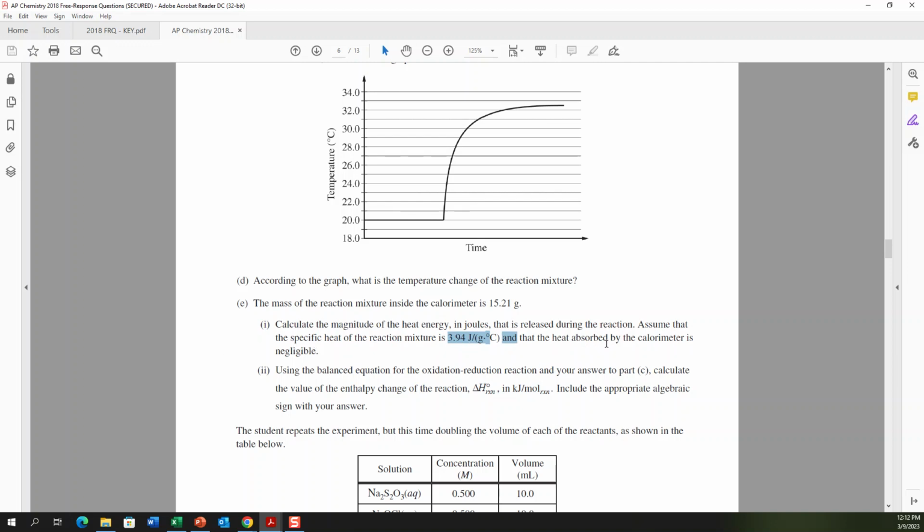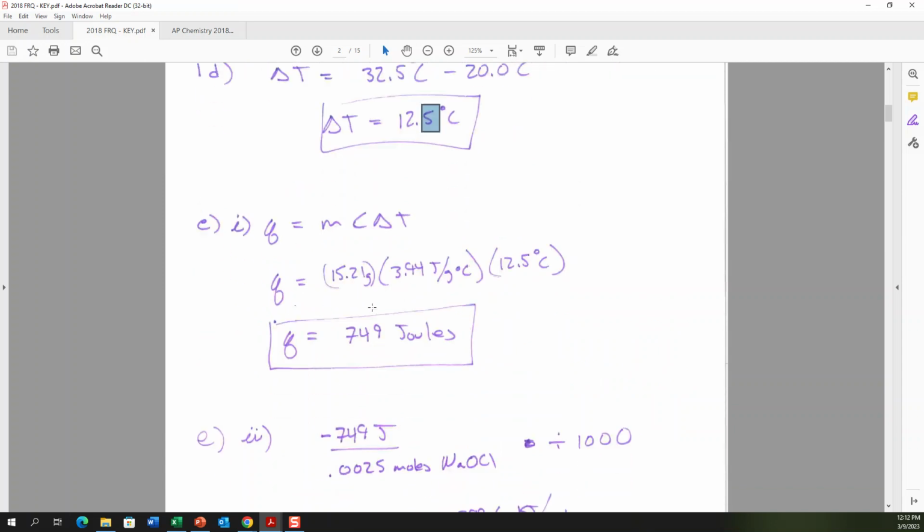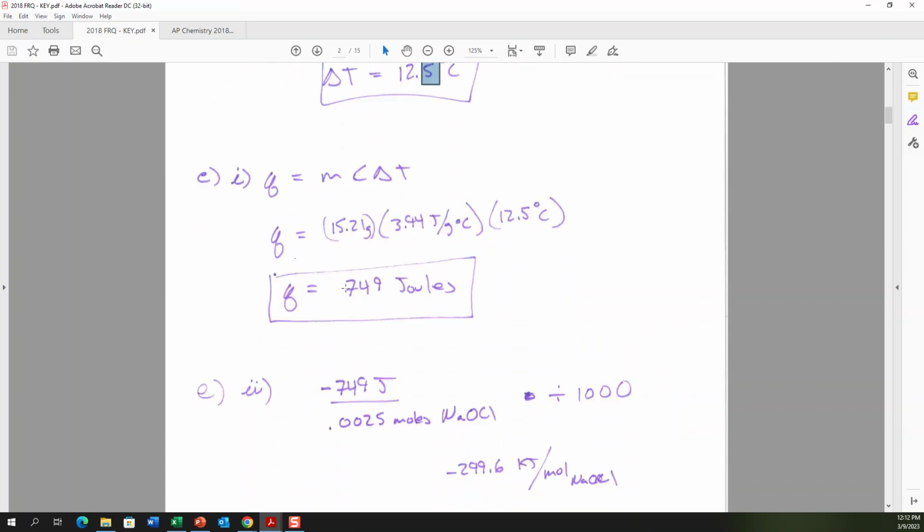So that means ignore the calorimeter. So all we're going to do is Q equals mcΔT. Here's our mass, and here is our heat capacity, and we calculated our delta T in part D. All right, so we just plug in everything. So 749 joules would be our answer for E1.